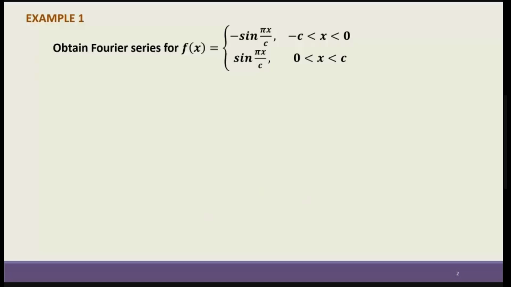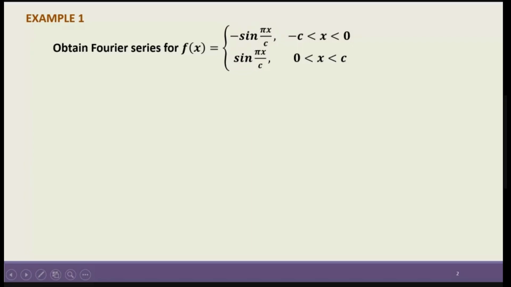So next type of problem: obtain the Fourier series for f of x equal to minus sine pi x by c for minus c less than x less than 0, and equal to sine pi x by c for 0 less than x less than c. We have to obtain the Fourier series for this function. First we have to see whether it's given a Fourier series. Since it is, check the interval.